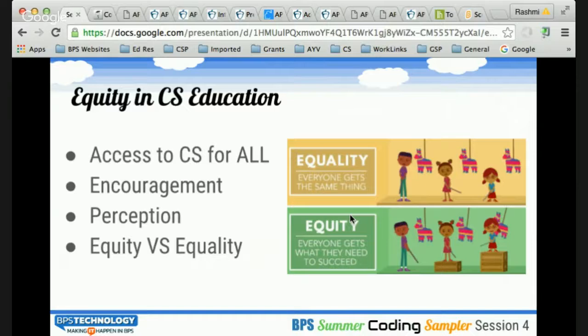So instead of me talking about this, there is a really great media asset that I'm going to show that talks about how equity in CS education is important. So give me a quick second. I'm going to switch my screen.